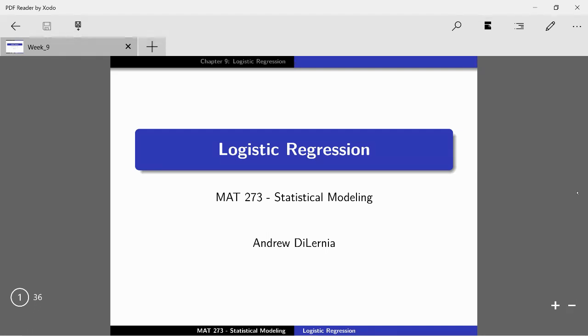Hi everyone. Today we're going to continue talking about logistic regression, continuing with our discussion last time where we looked at a simple logistic regression where we have one predictor in our model and how we can use that to model a binary response, a categorical response with two levels.